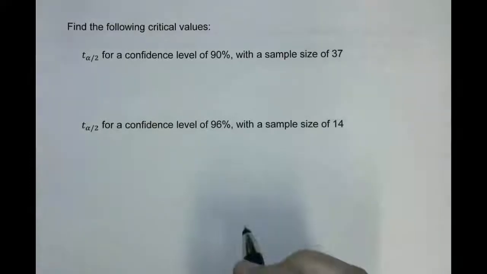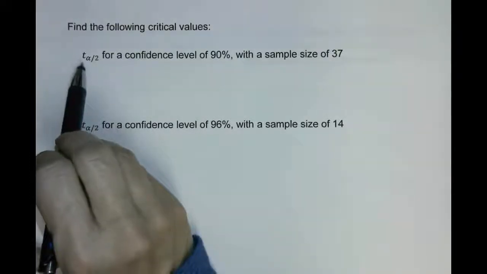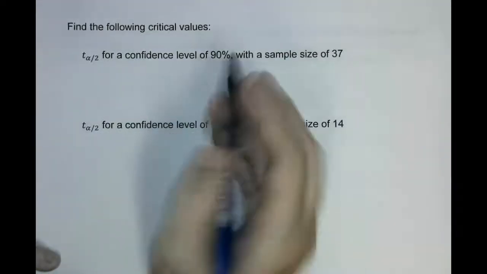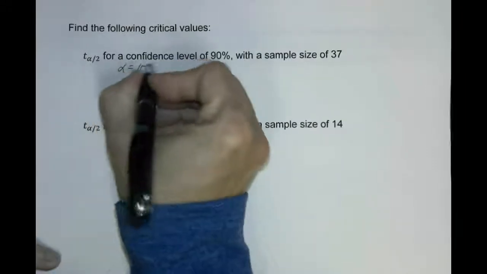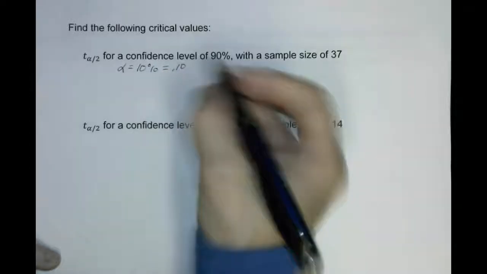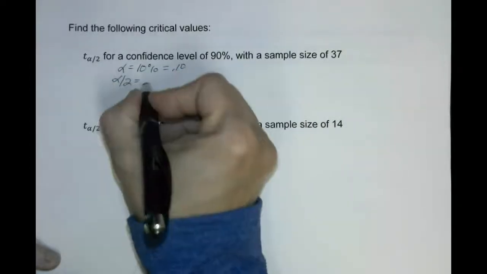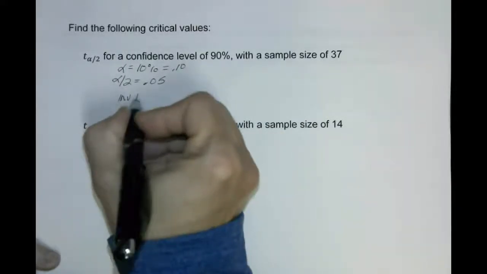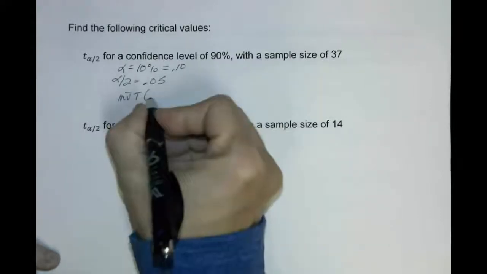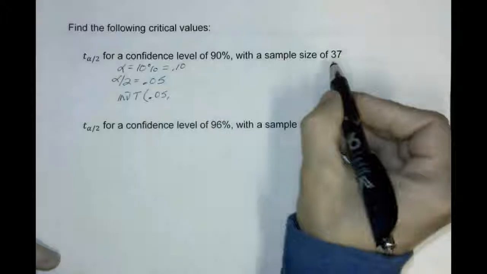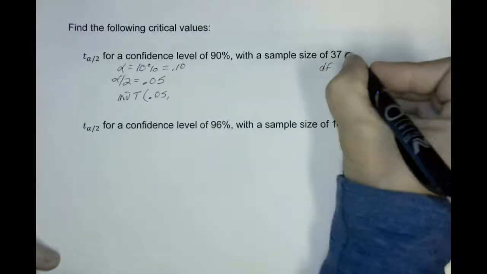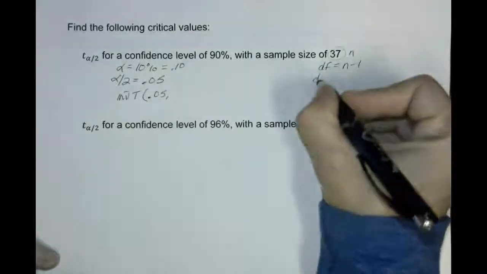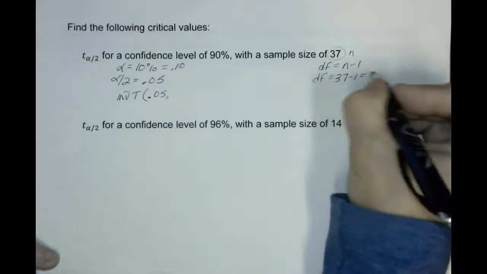Okay, now let's look at the ones for the T. So instead of using the inverse norm, these ones are going to use the inverse T on your calculator. Otherwise, you start out the same way. So you'd find your alpha. For this, it would be 10%, which is 0.10. And then alpha over 2 is going to be half of that, so it's 0.05. Then on your calculator, you use the inverse T function, and you put in 0.05, and then you have to put in the degrees of freedom. If you have your sample size, which is your n, your degrees of freedom is n minus 1. So for this one, your degrees of freedom is 37 minus 1, which is 36.